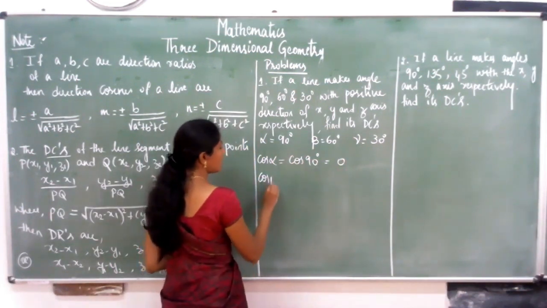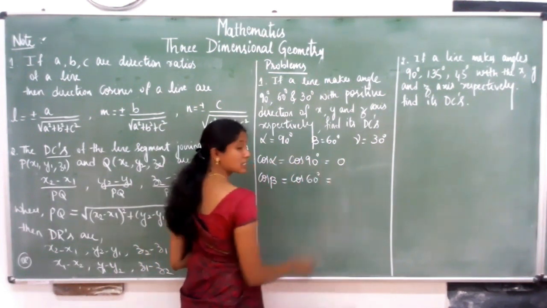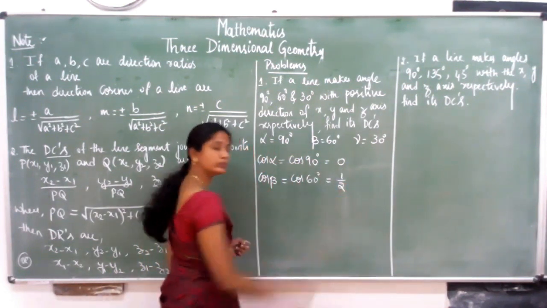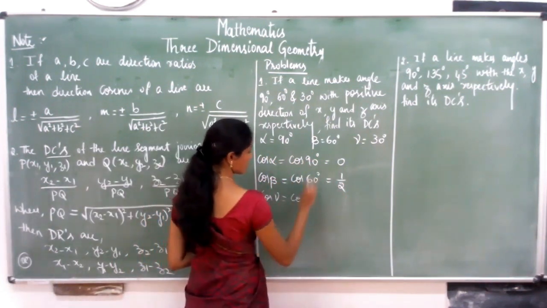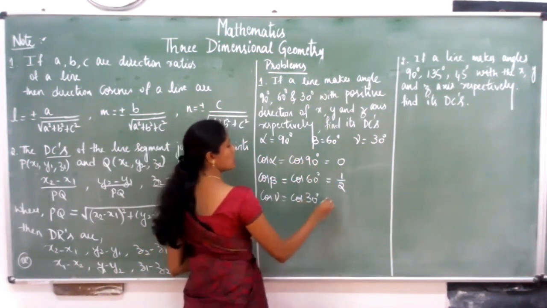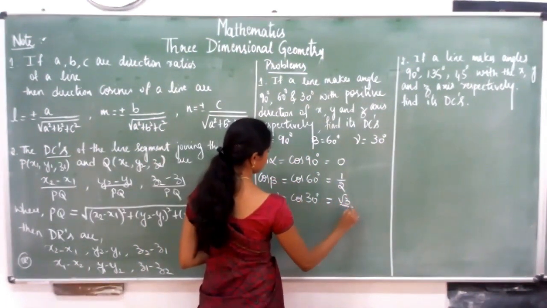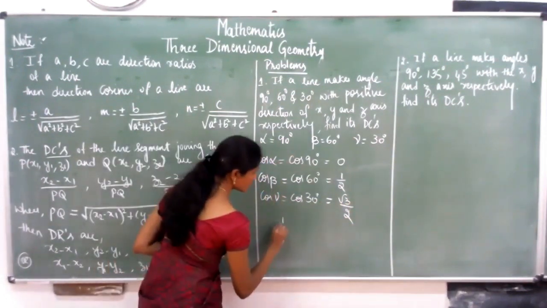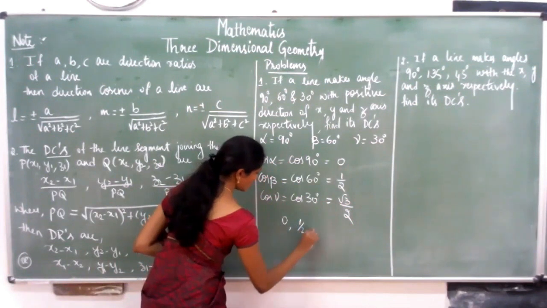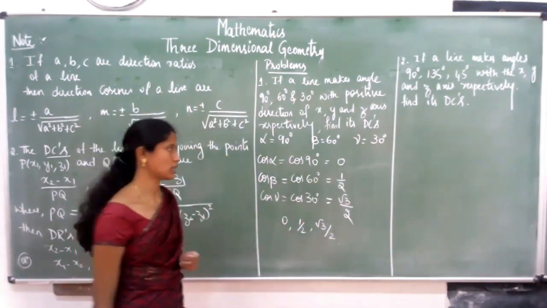Then cos beta is equal to cos 60 degree. Cos 60 degree is 1 by 2. Next, cos gamma is equal to cos, here the gamma value is 30. So cos 30 is equal to root 3 by 2. Okay, so what are the direction cosines here? 0, 1 by 2 and root 3 by 2 are the direction cosines.